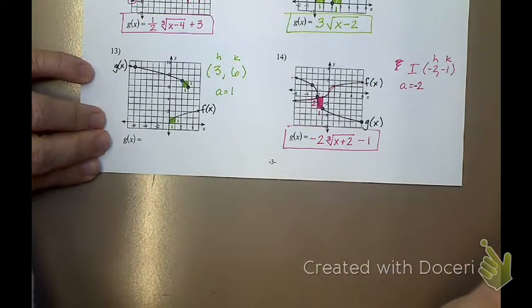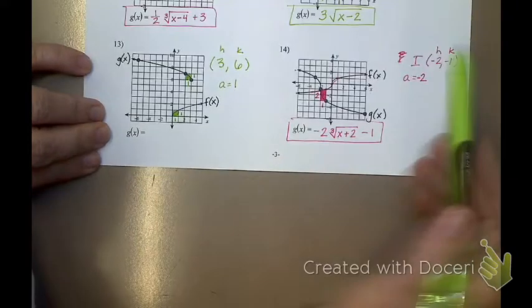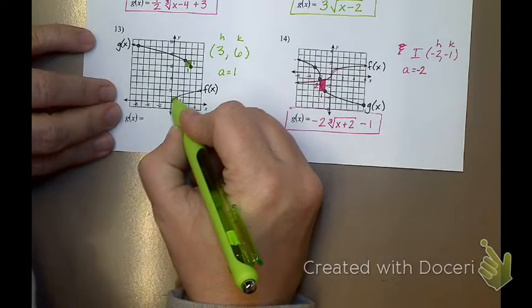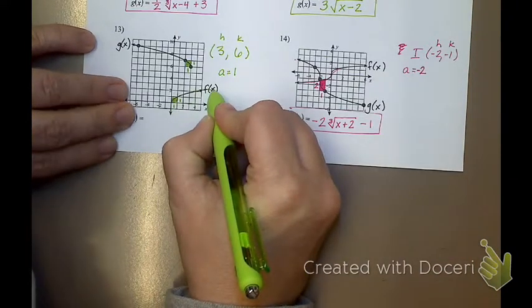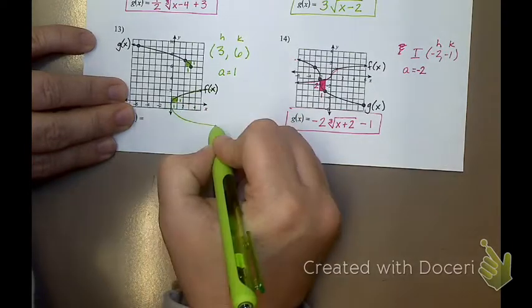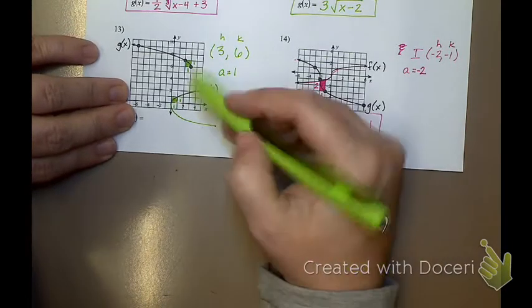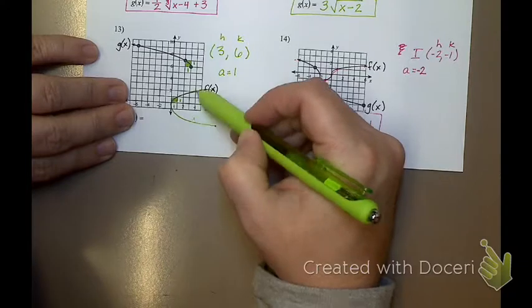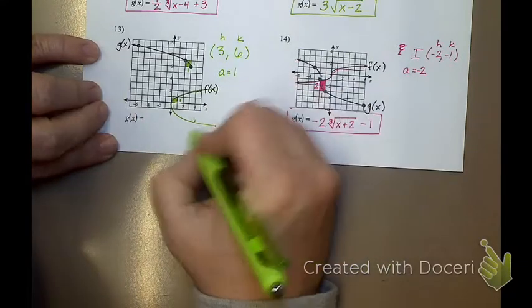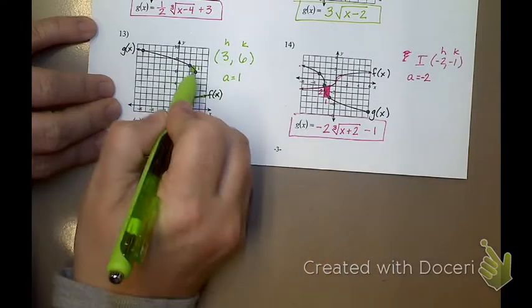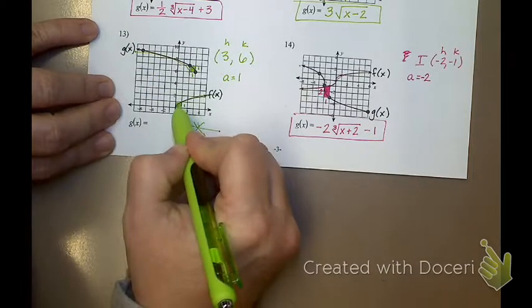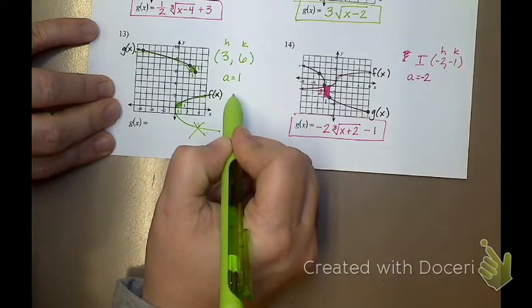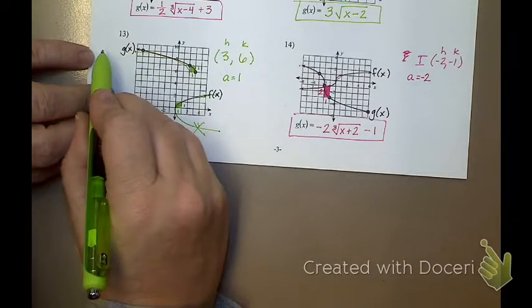Now, I do notice something though. My end behavior is different. Is my end behavior going from up and to the right to down and to the right? Because that would be a vertical reflection. If it's still going to the right, it would be a vertical reflection. That's not what we have. We have something going to the left. So it went from the right, and now it's going to the left.